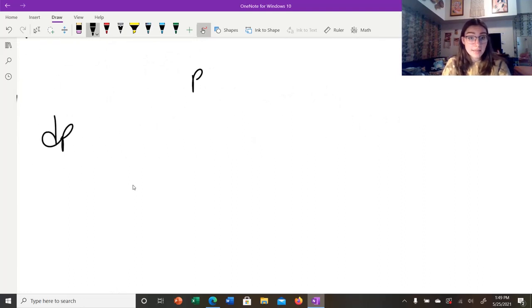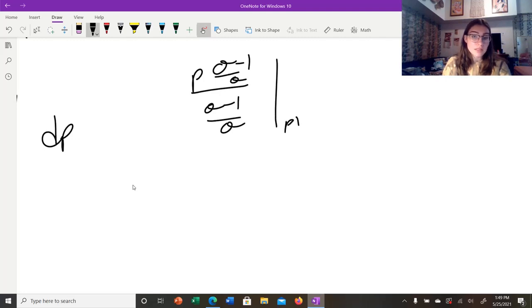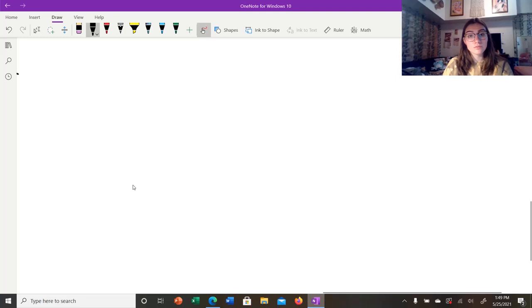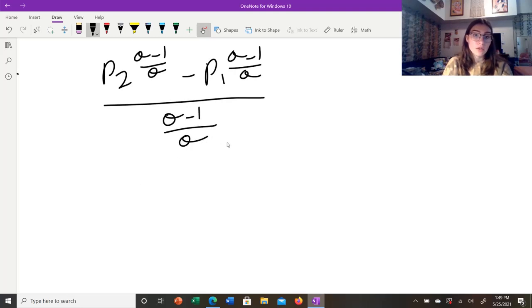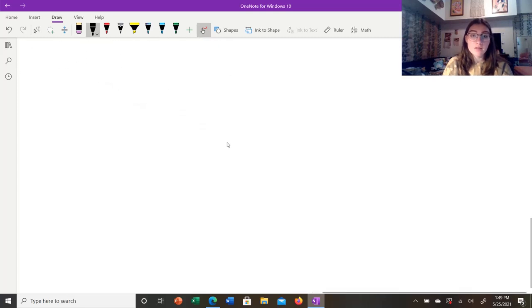So now we're actually going to take the integral finally. We've had this integral since the beginning and now we're actually doing it. So we have P to the (gamma minus 1) over gamma, and then over (gamma minus 1) over gamma, integrated from P1 to P2. I'm going to plug all the stuff in, so P2 to the (gamma minus 1) over gamma minus P1 to the (gamma minus 1) over gamma, all over (gamma minus 1) over gamma. And then once again the stuff on the right side stays exactly the same.